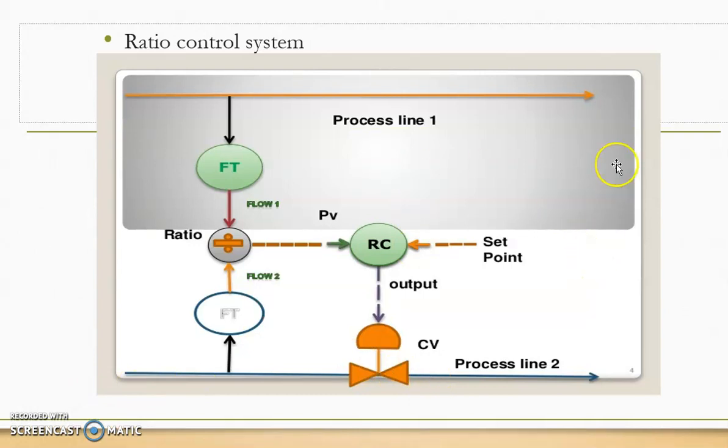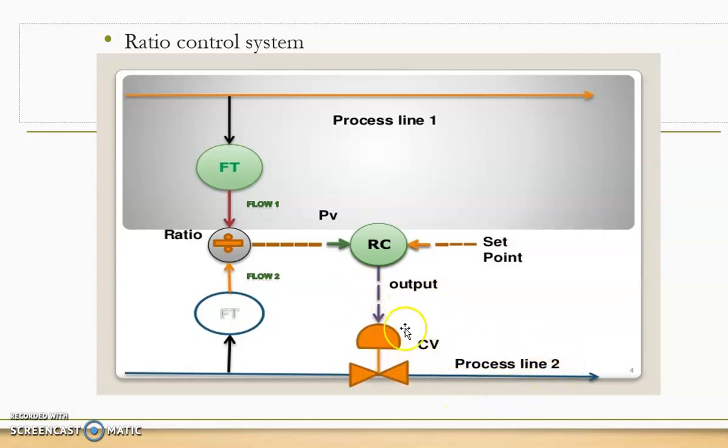So example number 1, as you can see, we have two process lines, process line 1 and process line 2. The fluid from process line 1 is measured by an FT. Process line 2 fluid comes as well, and we want to maintain the ratio of process line fluid 1 and process line fluid 2 at a particular level. We will create the ratio and compare it with the set point, right? If we feel the ratio is not as per the requirement of the set point, then the controlling action, or one can say the controlling mechanism, will begin.